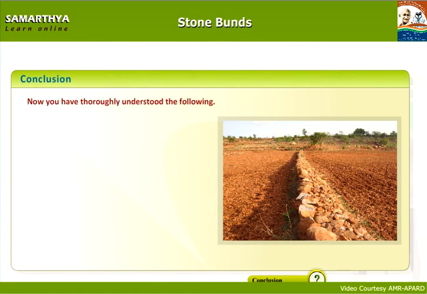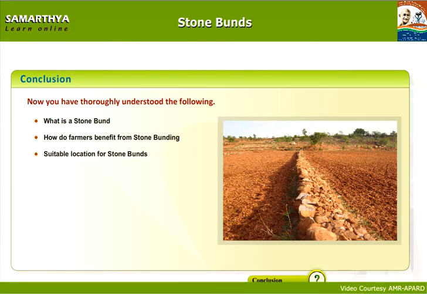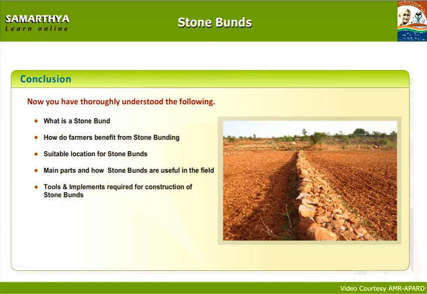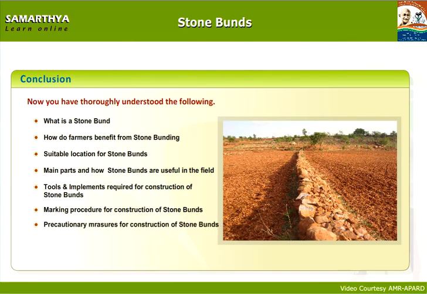Conclusion. Now you have thoroughly understood the following. What is a stone bunt? How do farmers benefit from stone bunting? Suitable location for stone bunts. Main parts and how stone bunts are useful in the fields. Tools and implements required for construction of stone bunts. Marking procedure for construction of stone bunts. Precautionary measures for construction of stone bunts.